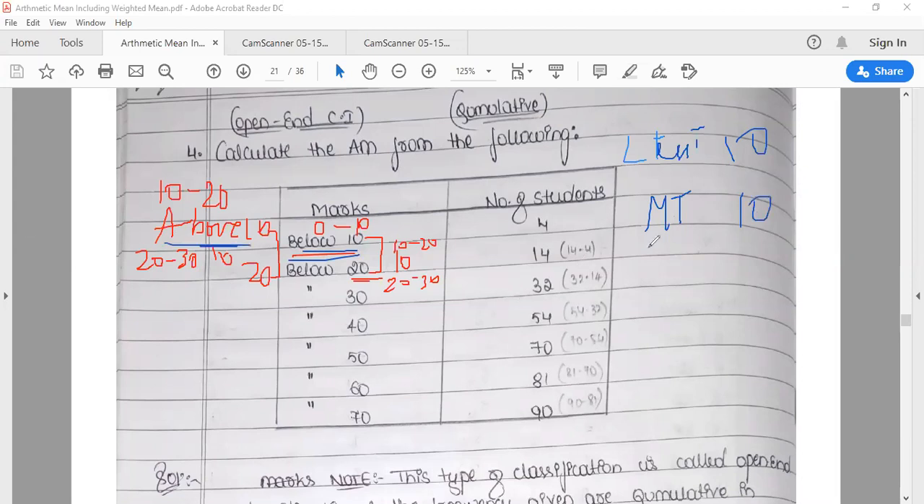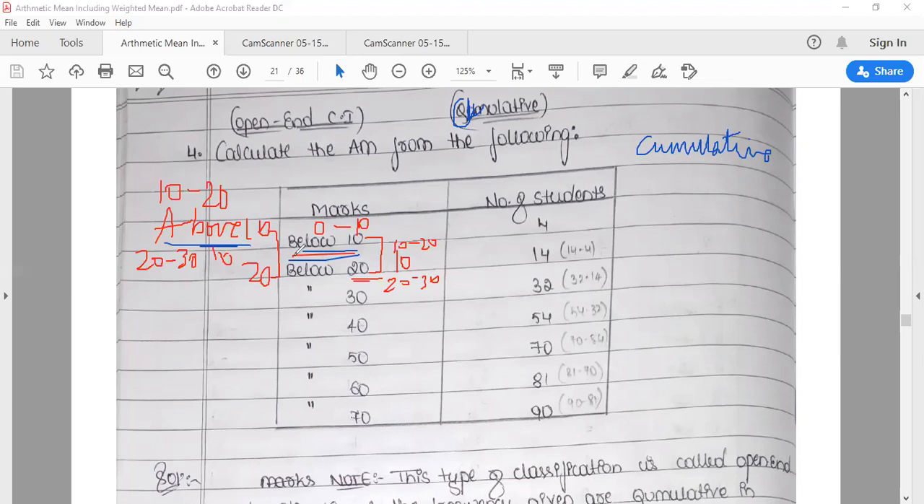Then coming to the very important part where the maximum of the students will go wrong, your cumulative frequency. Whenever you see open end class intervals, cumulative frequency is a must. The data will have cumulative frequency. Now what is cumulative frequency? The addition of the frequencies will be given, one after the other they would have been added.